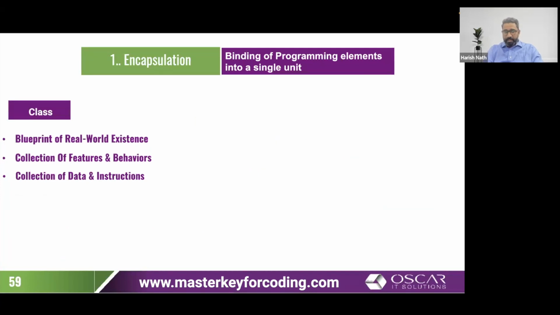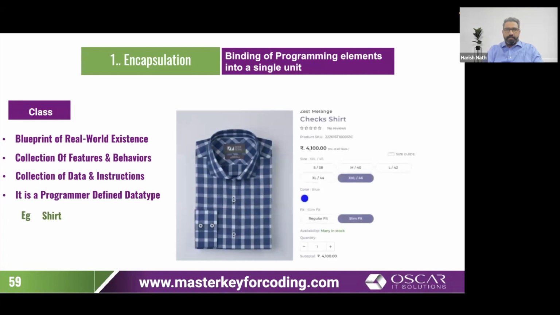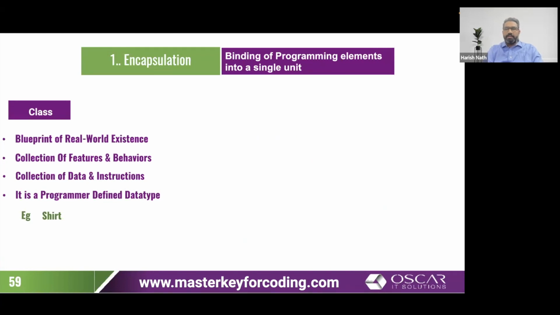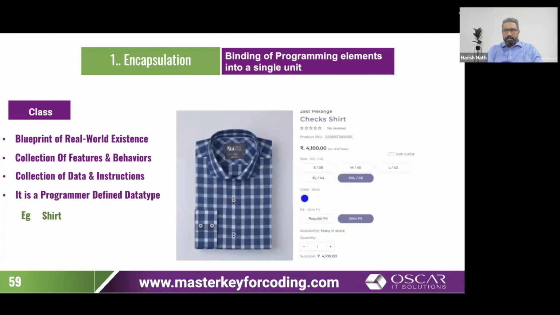Then coming to the fourth definition, it's a programmer-defined data type. Example, shirt. Now, can I represent a shirt with one single value? Not possible, isn't it? A shirt has a pattern. It might have reviews. It has a price. It has a size. It has a color. It has a kind of fit. Multiple things are there. Can I represent it with one single data type?